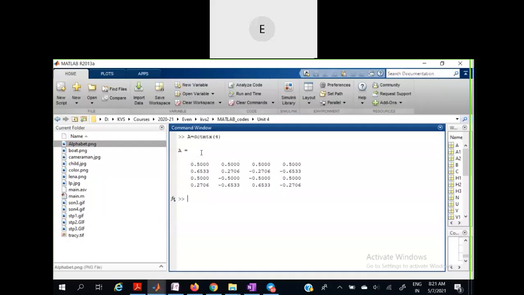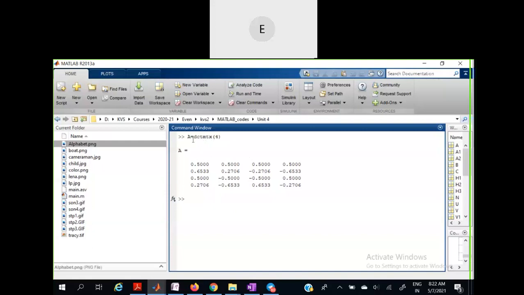Yeah, 0.6533, 0.2706, minus 0.2706. So you can observe this is the DCT matrix for n equal to 4. You don't need to do any scaling here as we did in DFT. Directly this is a command, dctmtx of 4. So if you give dctmtx of, say, 2, you will get it for the 2 by 2 matrix. So this is how you can use MATLAB to generate it.